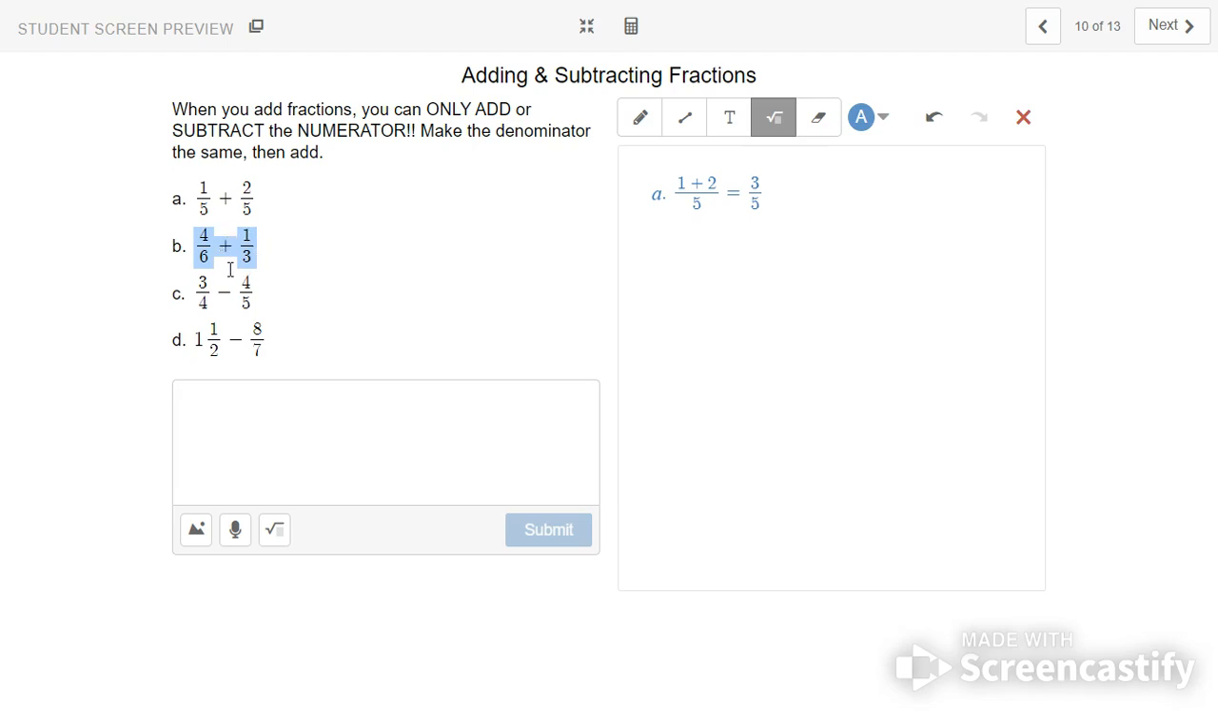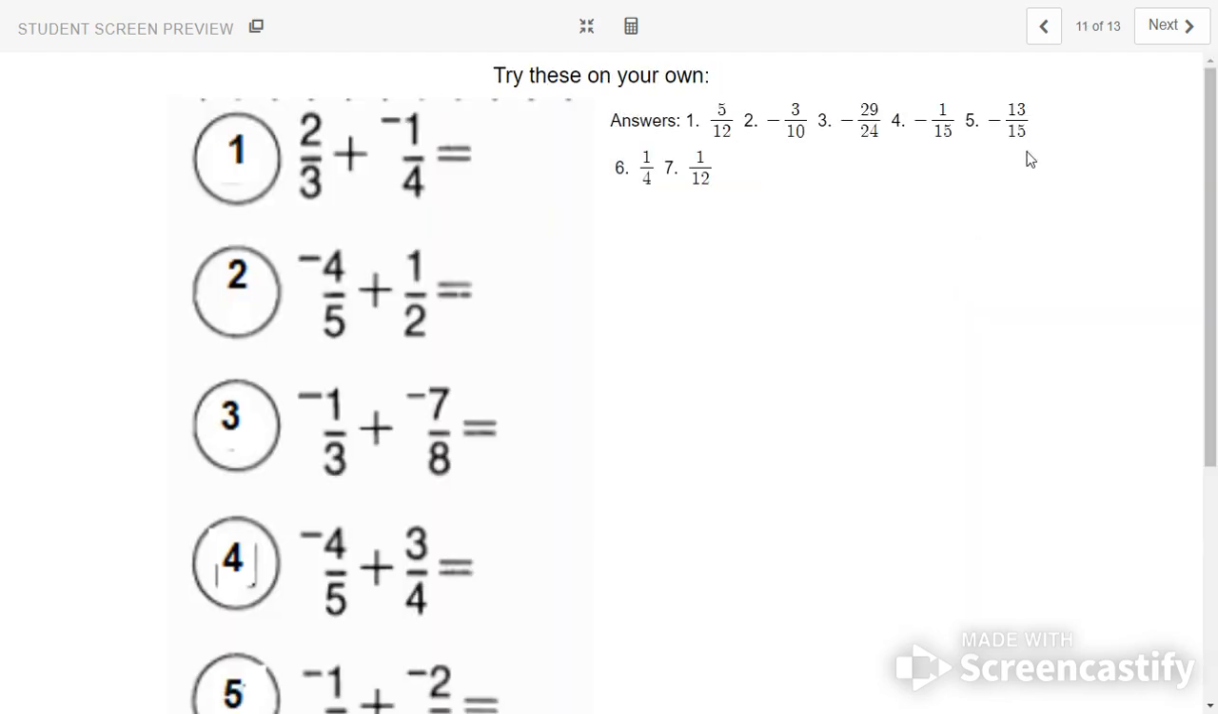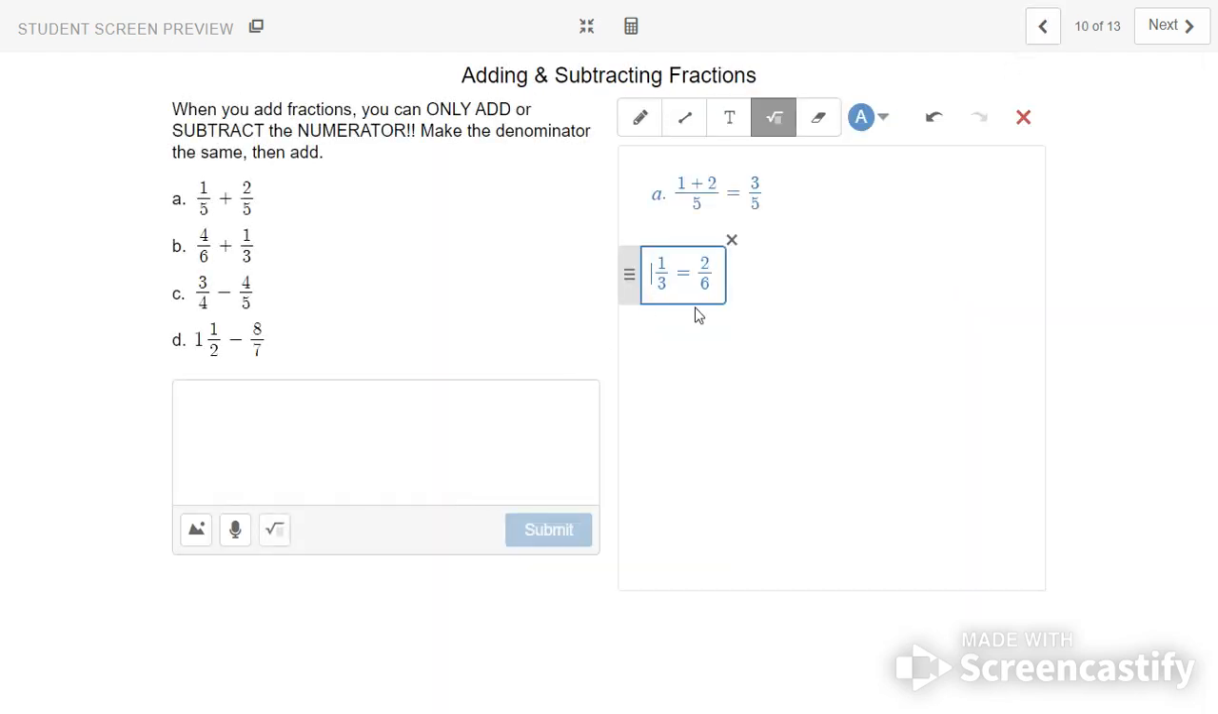Now, we need to write 1/3 as an equivalent fraction so that this is exactly the same as the denominator of 6. So I could say that 1/3 is equivalent to 2/6, which would make it have the same denominator. Now, what I did here is I multiplied the bottom by 2 and I multiplied the top by 2. This way, these fractions are now the same.